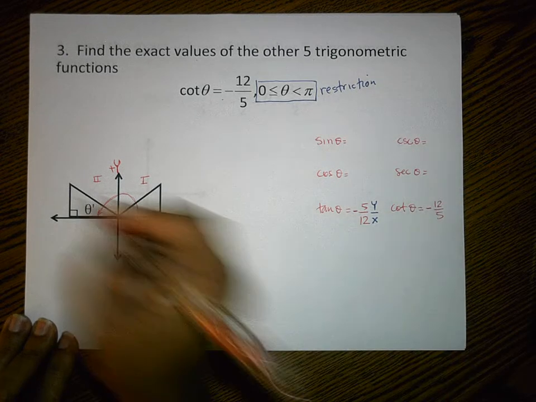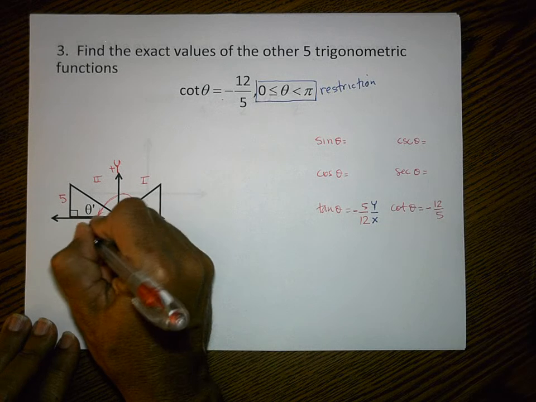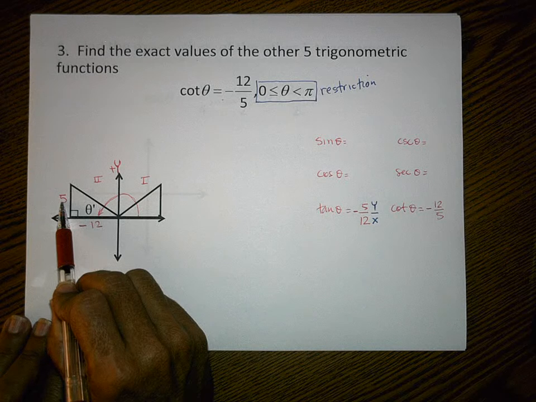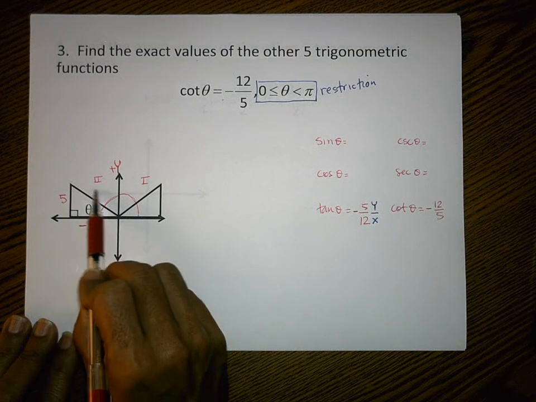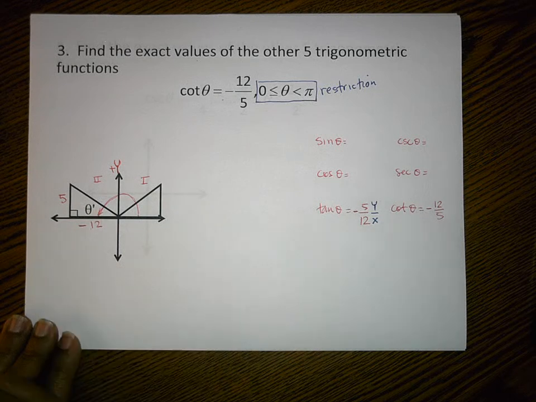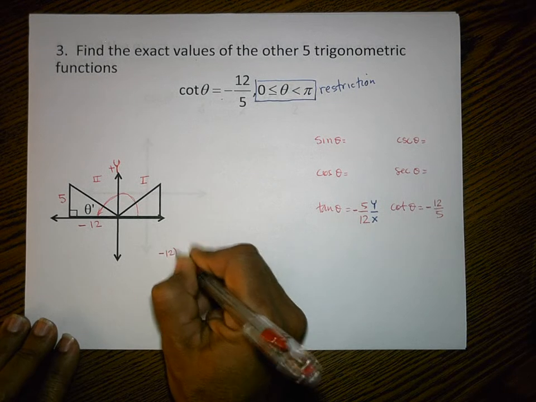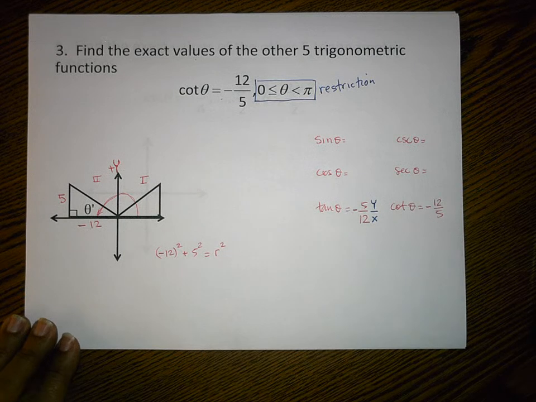So the truth is, the 5 has to be positive, the 12 has to be negative, which puts me right here in quadrant 2. Okay, they're not asking me about quadrant, but I need to know that, okay? So it's either here, 5 and negative 12. Now I just need to figure out the radius, and that's where Pythagorean theorem comes in handy here, okay? So I'm going to do negative 12 squared plus 5 squared is going to equal my radius squared. So I can figure out the rest of the trig functions.